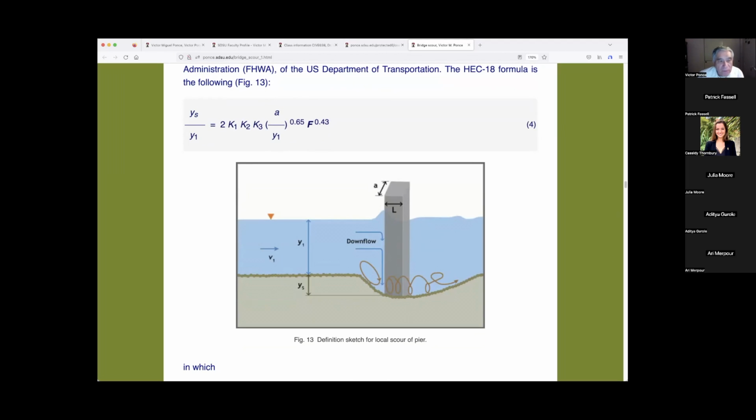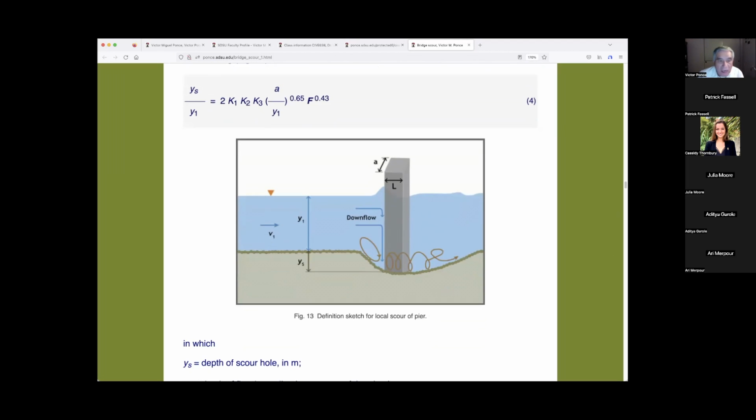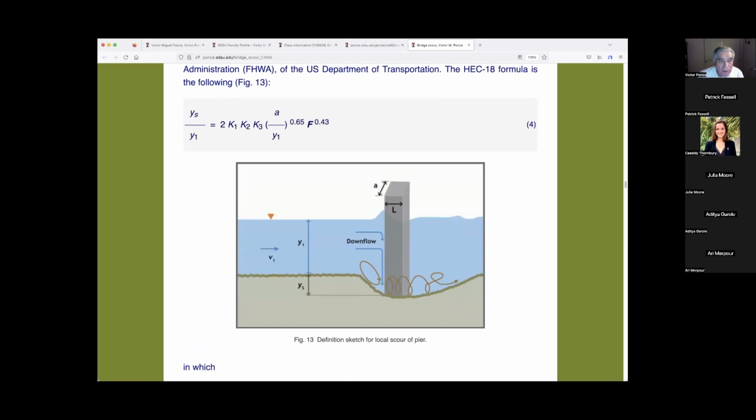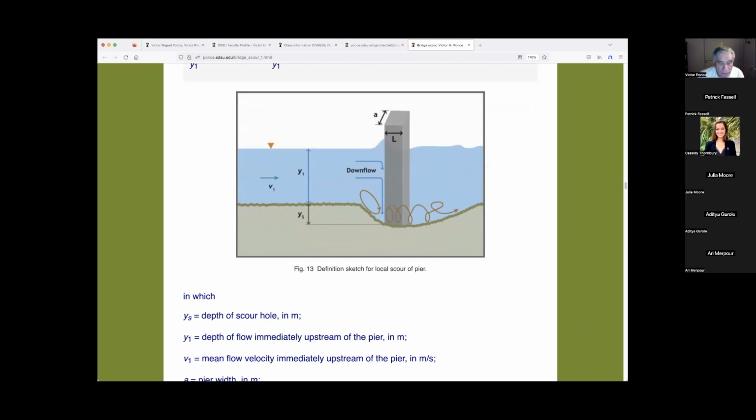Okay, so this is the formula. Y sub S is the scour depth of the scour hole. Y sub 1 is the depth of flow immediately upstream of the pier, indicated in the graph, figure 13, that you see in there.